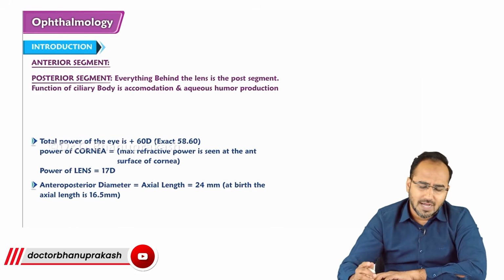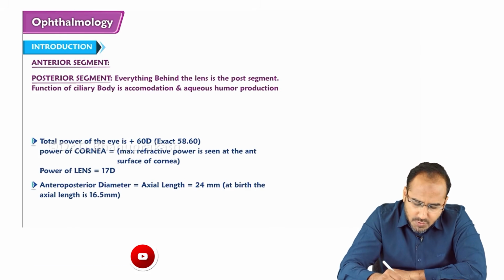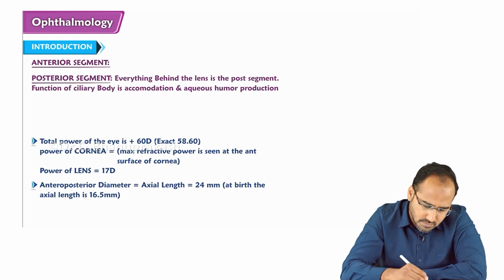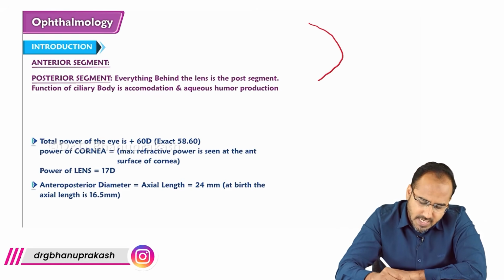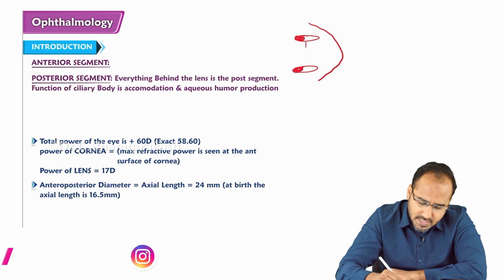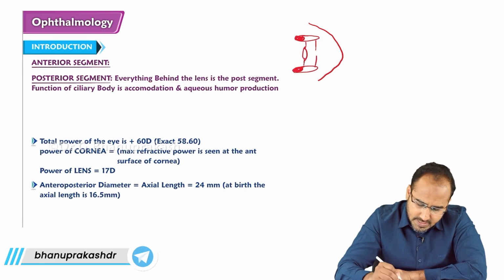If I divide the eye into two halves, come on guys, look over here. Imagine this is the eye. This is the ciliary body. This is pars plana. The other is pars plicata. Here is the zonule. This is the lens. Here is the iris.